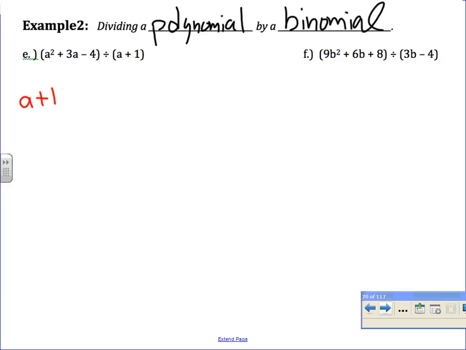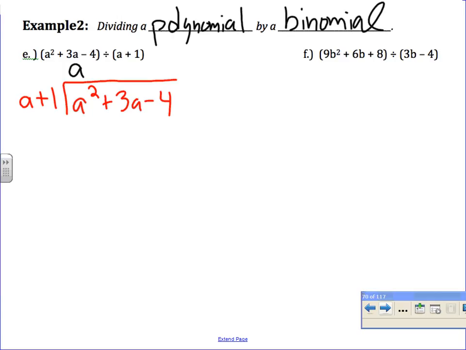So letter E, we have a polynomial divided by a binomial. Please make sure the binomial is always in front. Okay, you first need to ask yourself, how many times does A go into A squared? So Brianna, how many times does A go into A squared? Think of it this way. What's A squared divided by A is how I should ask you. A. So maybe you meant that when you said once. Okay. So A goes into A squared A times, because A times A is A squared.